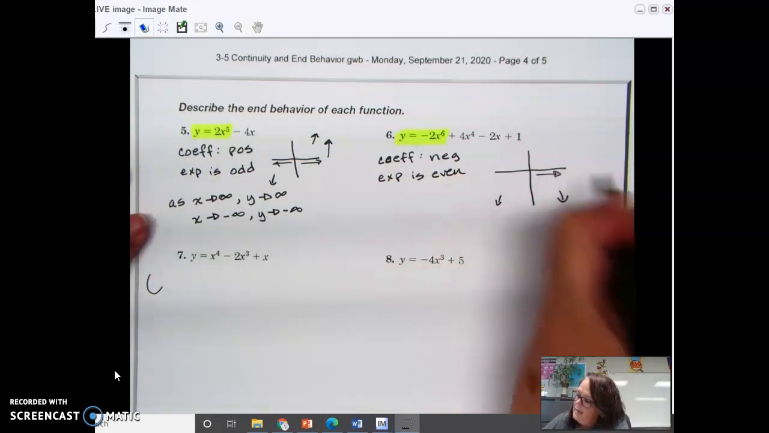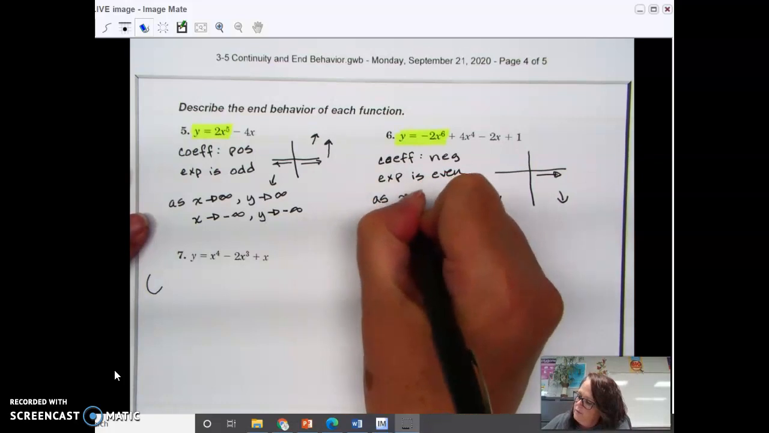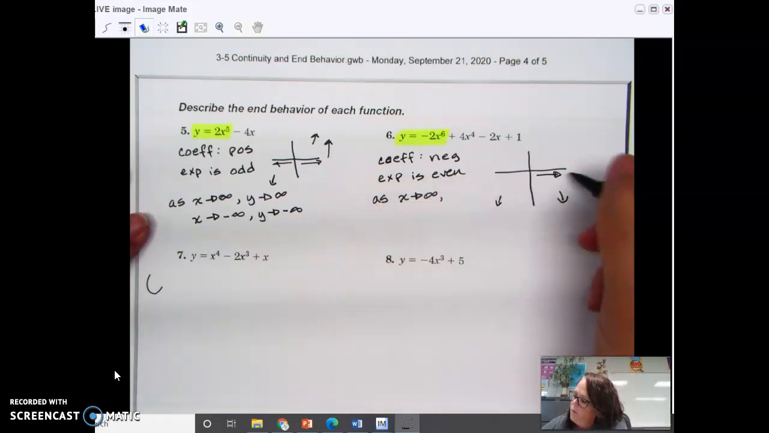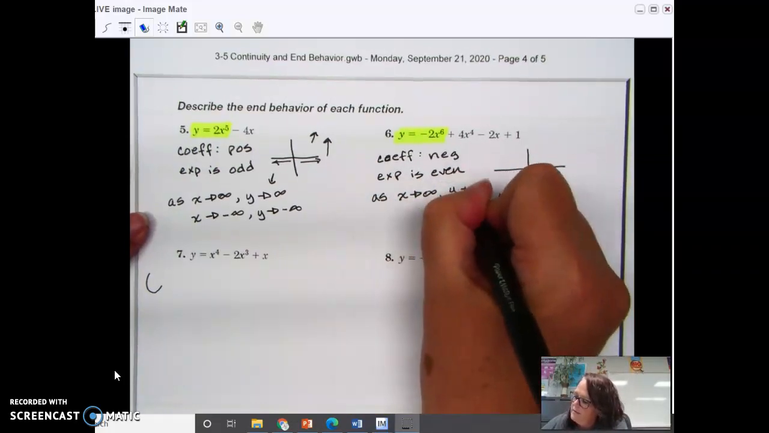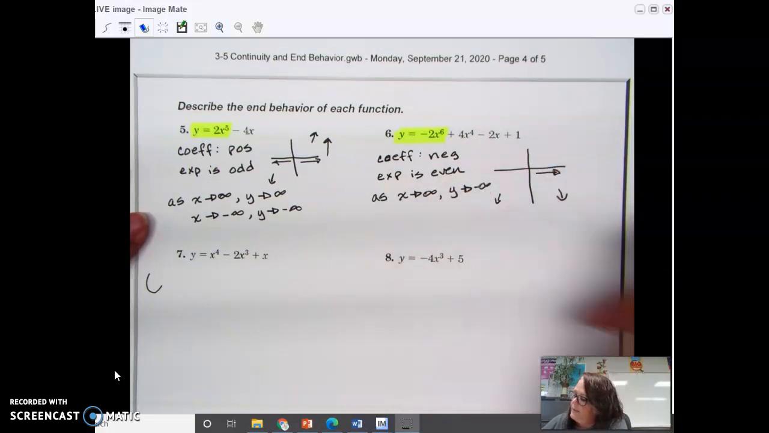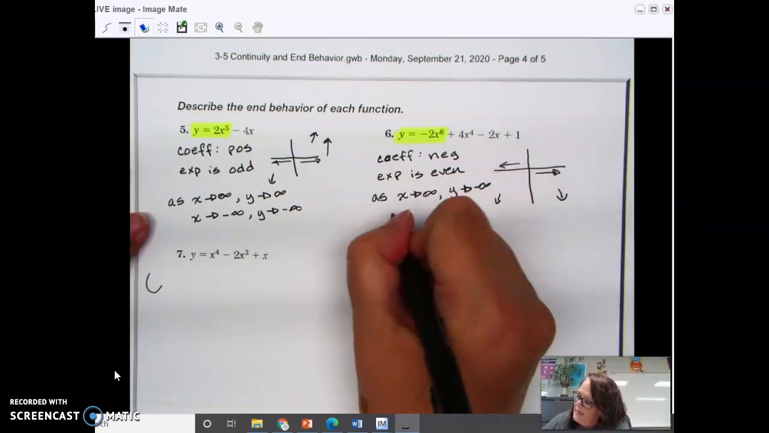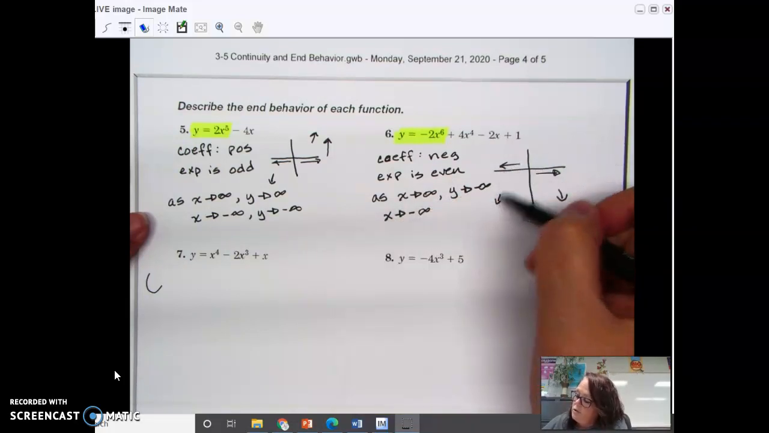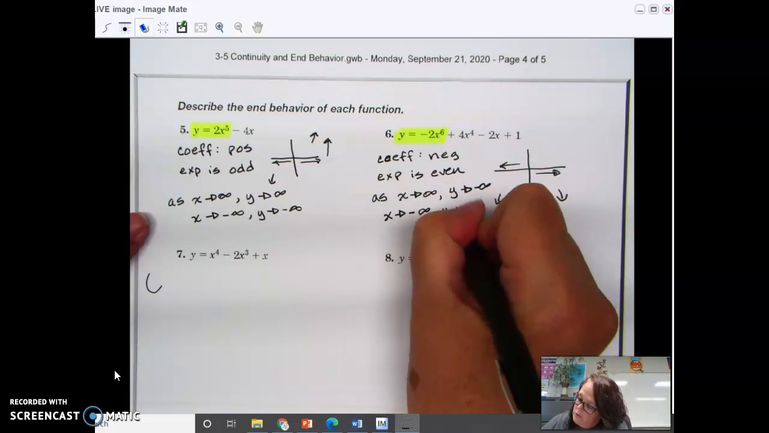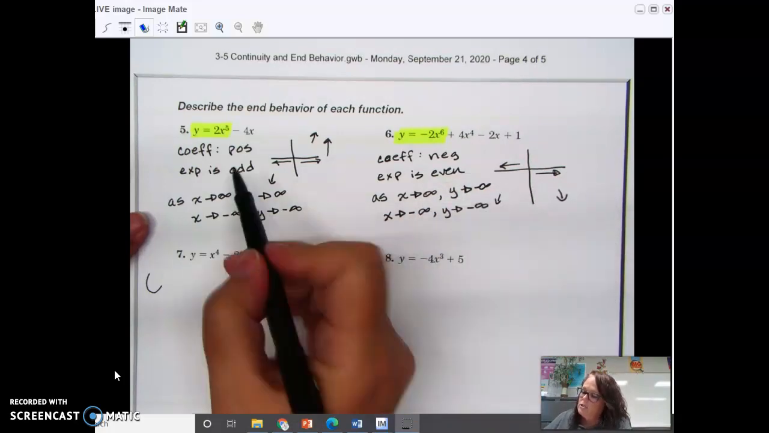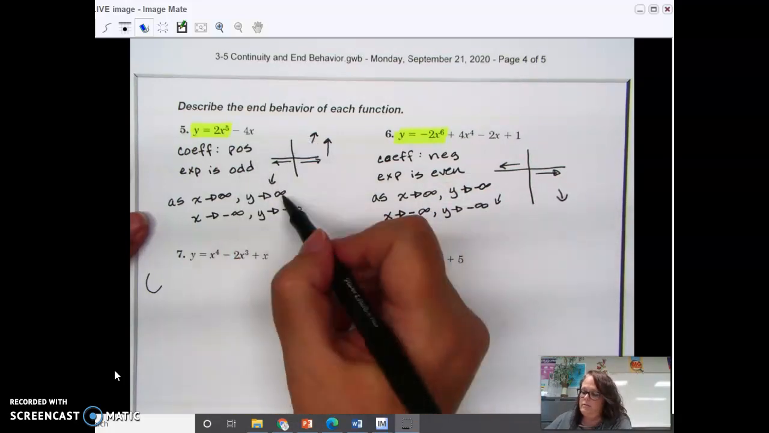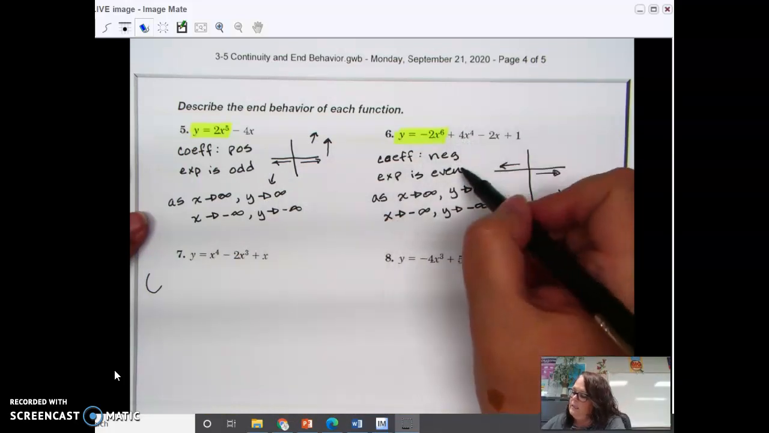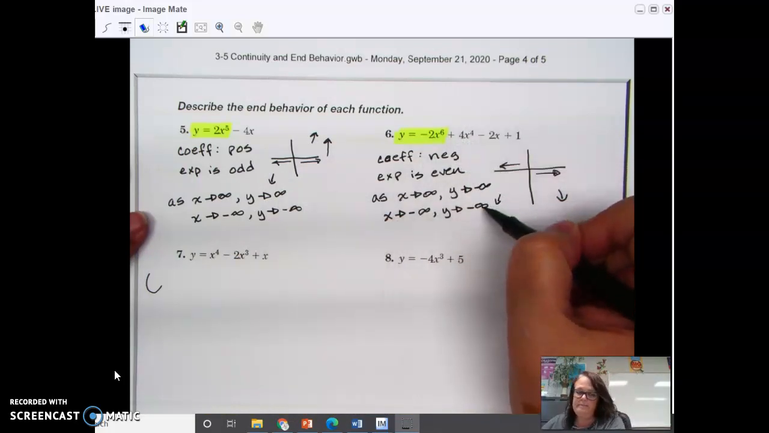As I look to the right, meaning as x goes to positive infinity, my y value is going down, so y is going to negative infinity. And as I look to the left, as x goes to negative infinity, my y values are going down, so y is still going to negative infinity. So notice with an odd function, these are different signs, and with an even function, these are the same sign.